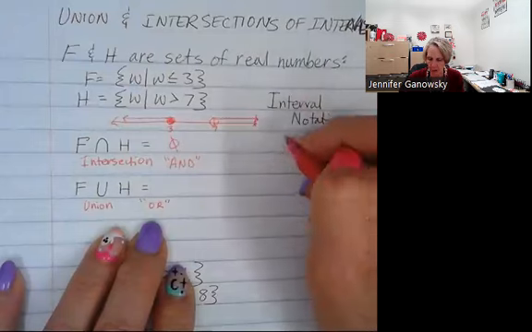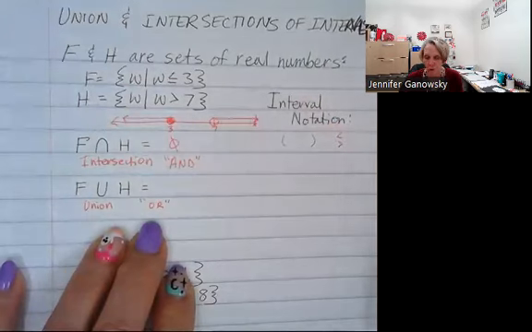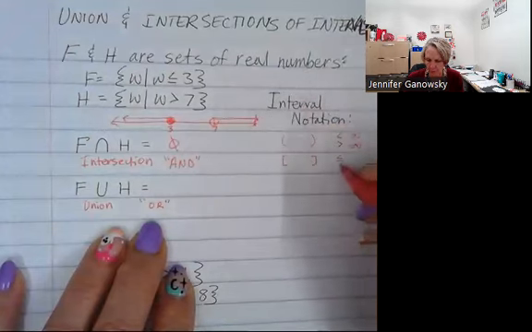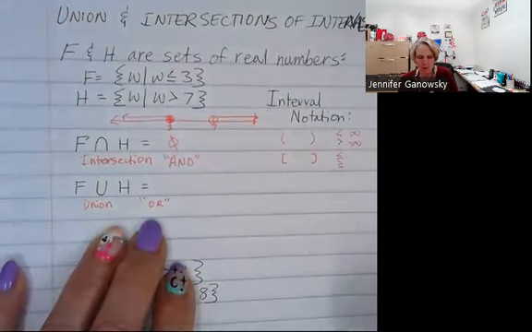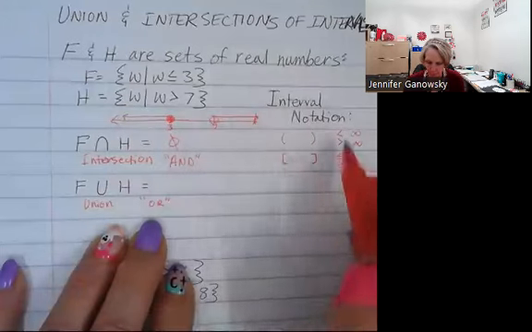Now we want to write it in interval notation. Interval notation is when we use parentheses for less thans or greater thans that are not equal to. We also use them for infinities and negative infinities. And then we use brackets to show if it is equal to, less than or equal to, or greater than or equal to.